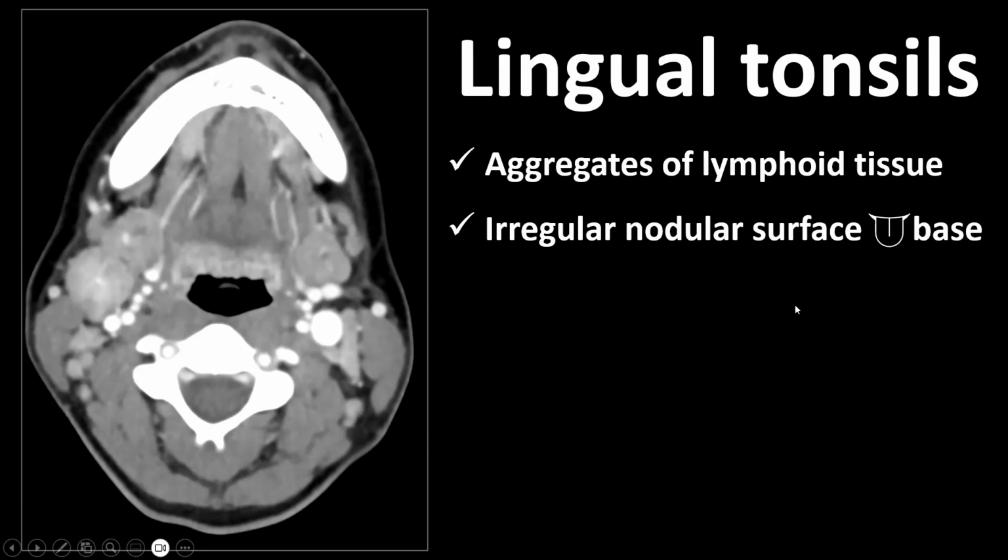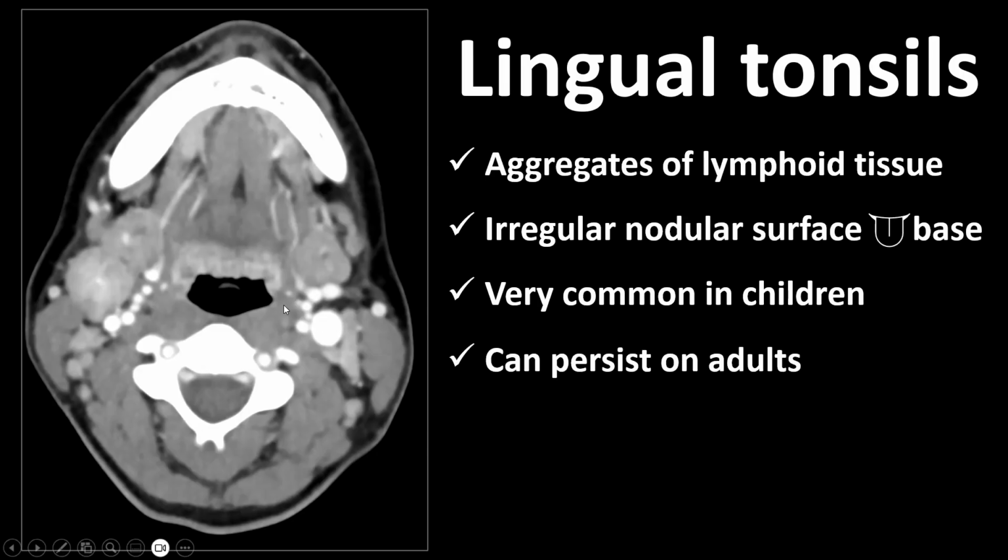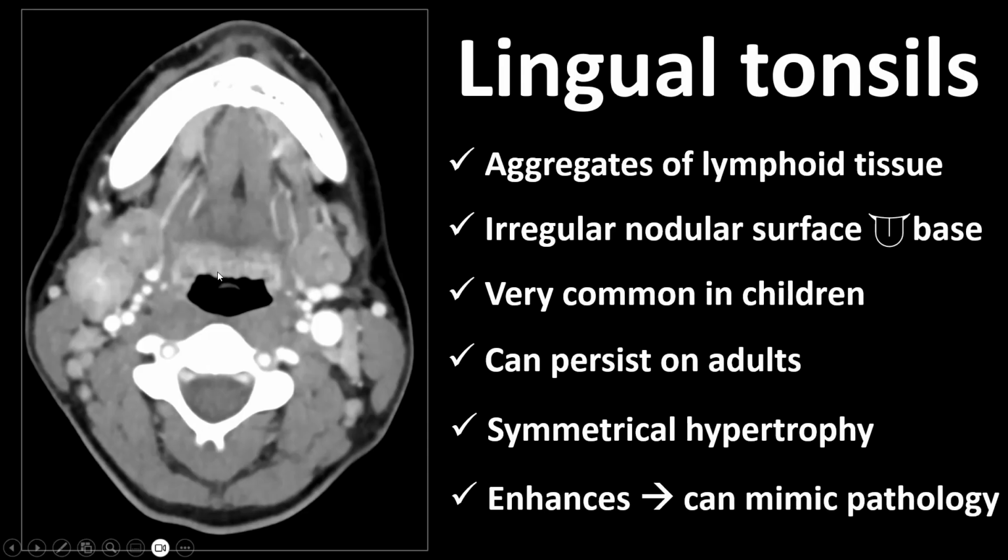These are aggregates of lymphoid tissue. They are often symmetrical and enhancing and can give the tongue base a somewhat irregular nodular surface. If you're dealing with children and you see this, this is going to be lingual tonsil enlargement. It can persist in adults, but it is less common there. So there, especially in older patients who are smokers and drinkers, you have to consider the possibility of tongue-base carcinoma, but most of those will be asymmetrical, but nothing is impossible.